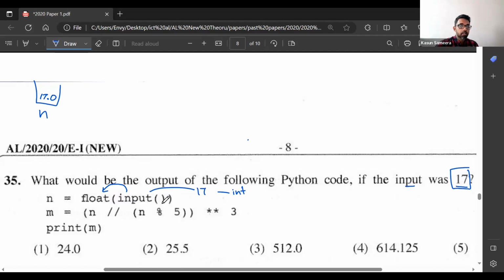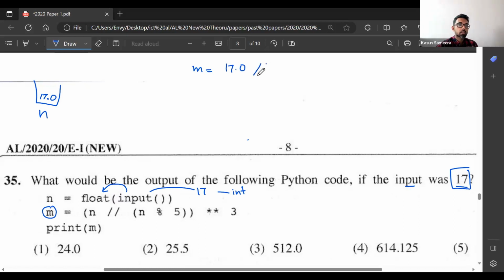But value is same. Okay. Right. Then n is 17.0. N is going to be assigned this calculation. We need to do this calculation. Okay, what is this calculation? You need to write it with numbers. N means 17.0.